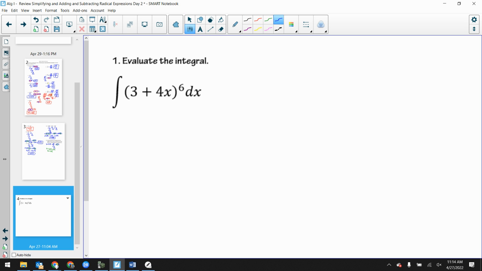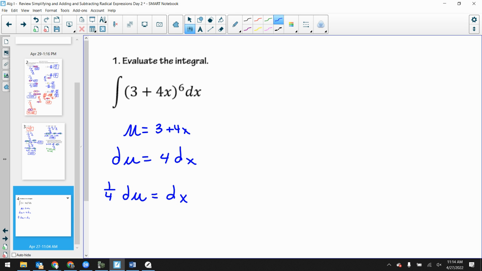Okay, the integral of 3 plus 4x raised to the 6th power. So what's my u? 3 plus 4x. Pretty simple. So u is 3 plus 4x. So du is 4 dx, right? The derivative of 3 plus 4x is just 4. So that means we divide that 4 over to the other side. 1/4 du is equal to dx.